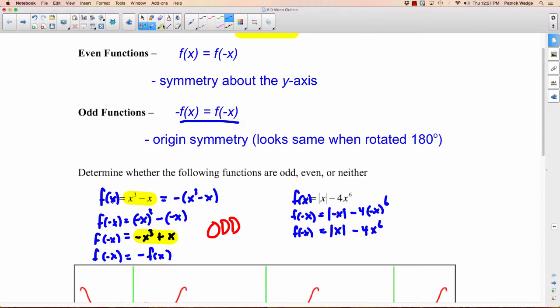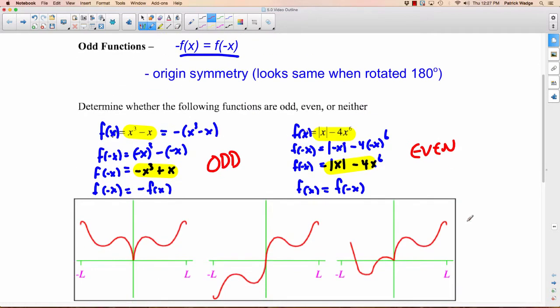So what do you notice if you compare this with this? They're exactly the same. In other words, f of x is exactly the same as f of negative x, which means it is an even function. Okay, let's move on to the graphs here.